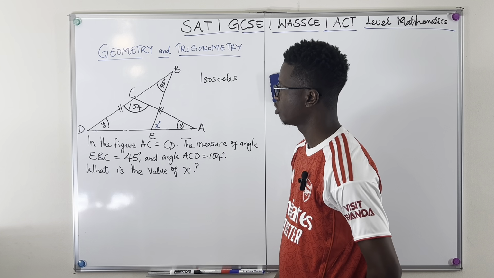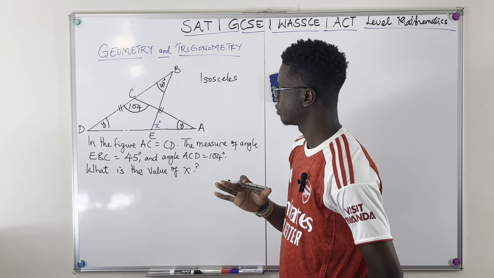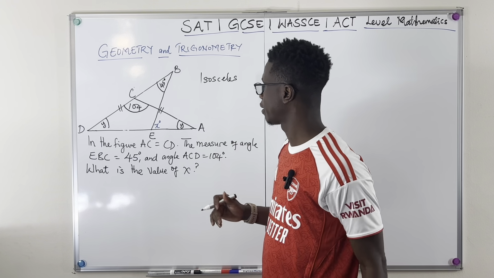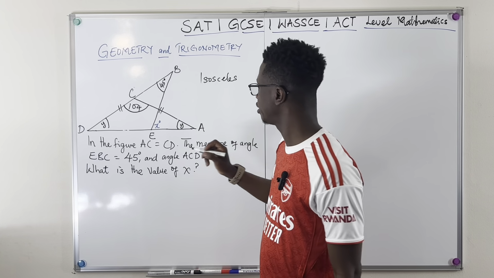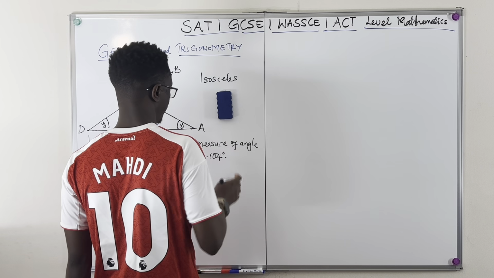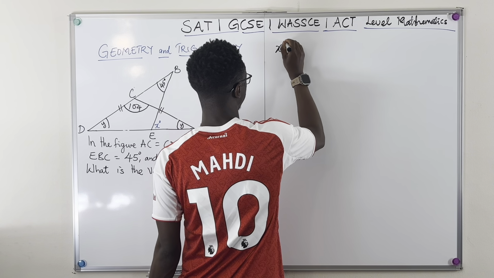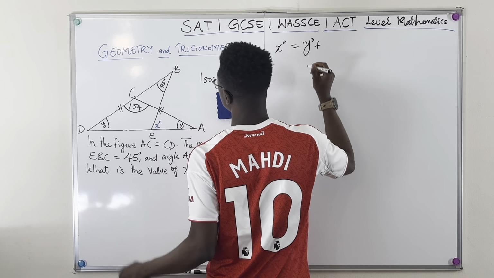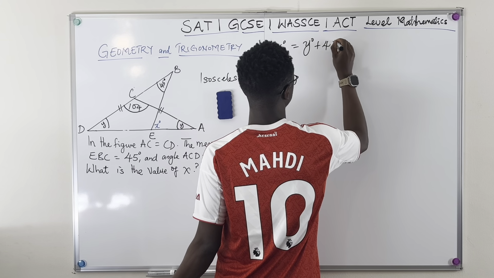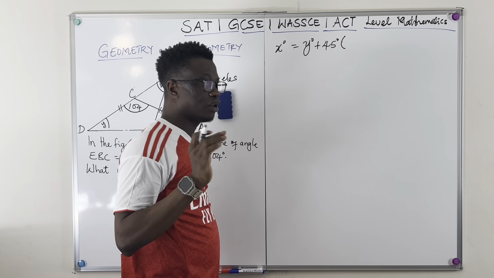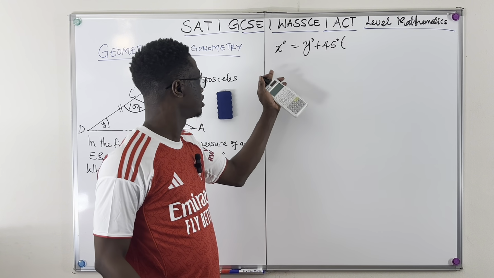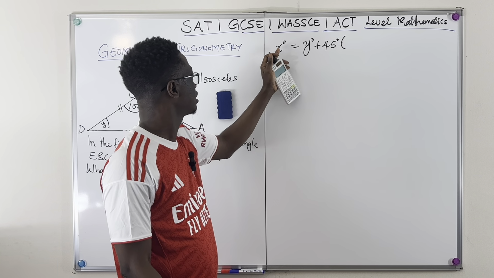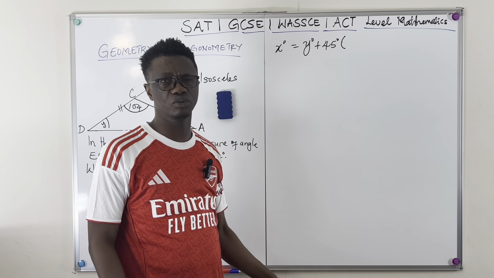So now how can we solve x? There are many ways we can solve this one, but this is what I want us to do. Let's get this rule out of the way. x degrees is equal to y degrees plus this 45. The other thing about geometry: always, once you've written an equation, you have to write the reason. If I say x degrees equals y degrees plus 45 degrees, why is that the case?